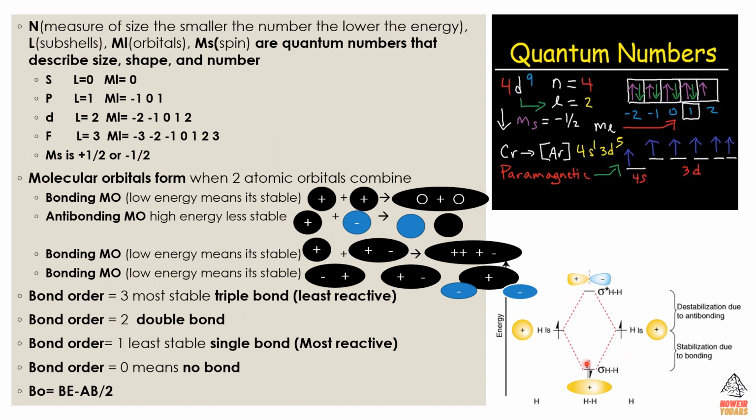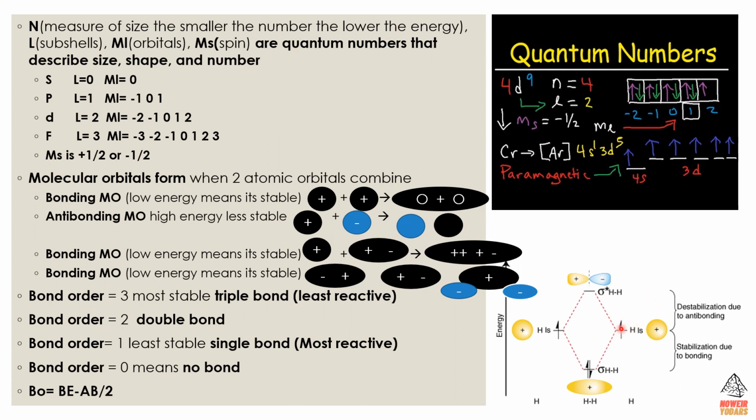That's why they're lower energy and they're more stable. They release excess energy. So we've got a couple types of bonding molecular orbitals. You've got the plus and plus, for instance, here and here, which will give you one big area. And then you've got the antibonding. The antibonding is basically high energy and it's less stable.